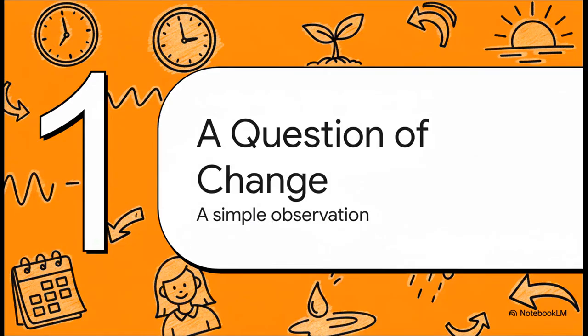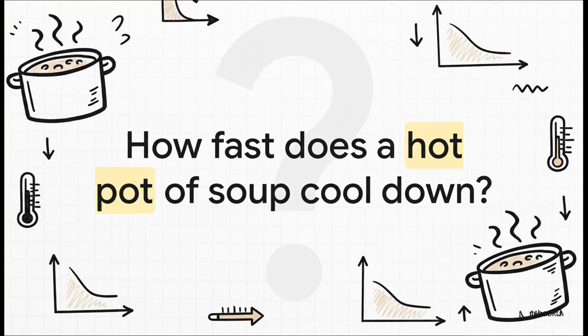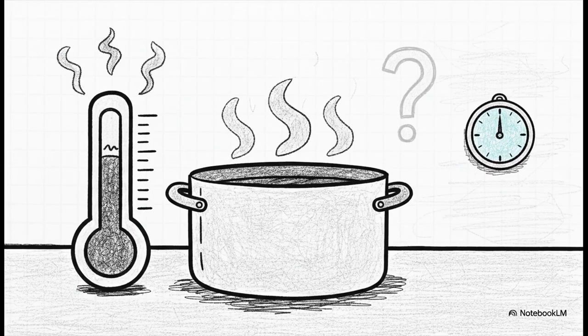All right, we're not going to start by throwing a bunch of scary-looking symbols at you. No, we're going to start with something much simpler, something that, honestly, every single one of us has experienced. Just think about it for a second. You've made this amazing pot of soup, right? But it is way too hot to eat. So how long do you have to wait? Now, it seems like a really simple question, but the answer tells us something pretty profound about how our universe operates.